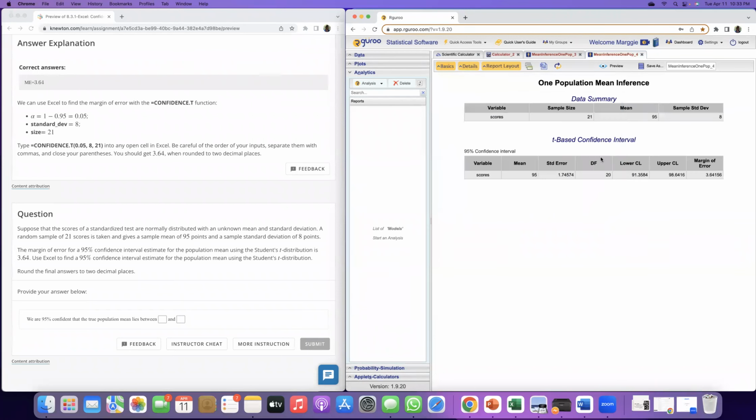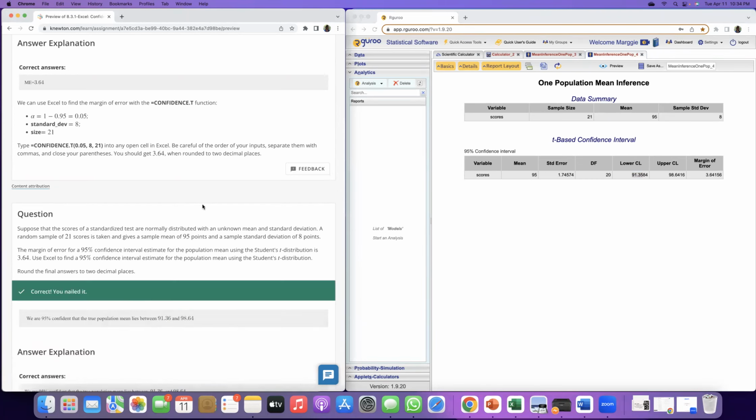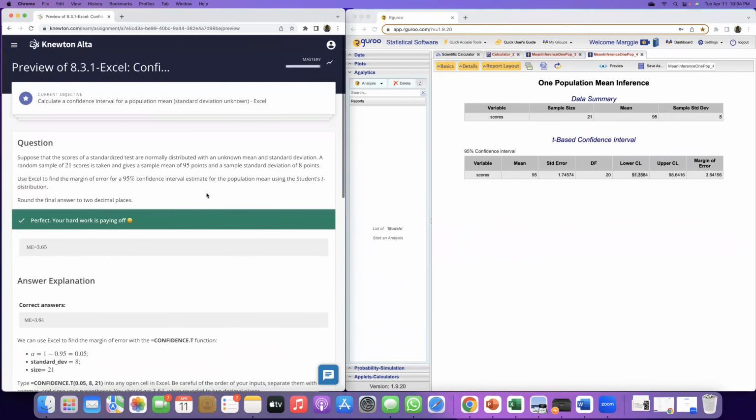We calculate this, and we have a lower bound of 91.36 and an upper bound of 98.64. All right. And so with that, we have 8.3.1.